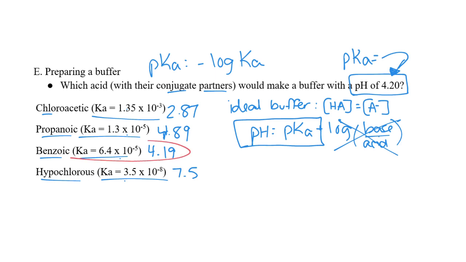Looking at all of my pKa values, I want to pick whichever one is closest to 4.2. And so benzoic acid is the closest one. So anytime you're asked what acid you should use to get a certain pH value, you're looking for one where the pKa and the pH value equal each other. And then that would be the best acid for that.